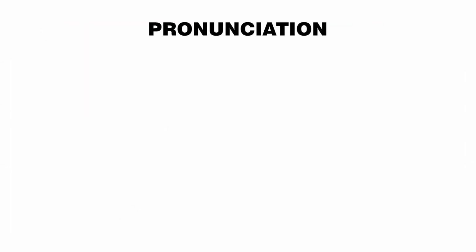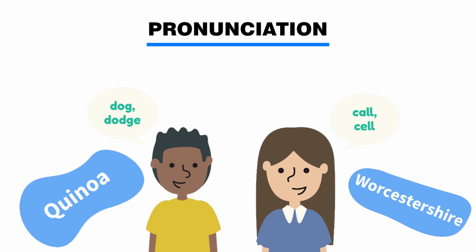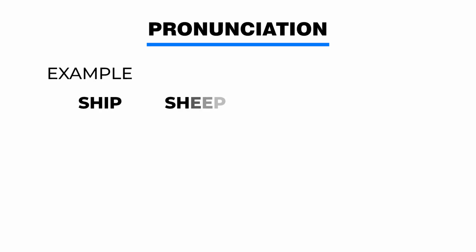Next up, let us talk about pronunciation. Pronouncing English words correctly can be tricky, especially for words with irregular spelling or sounds. One common mistake is mispronouncing vowel sounds, such as mixing up "ship" and "sheep" or "bit" and "beat." Paying attention to vowel sounds and practicing pronunciation can help you avoid these errors.